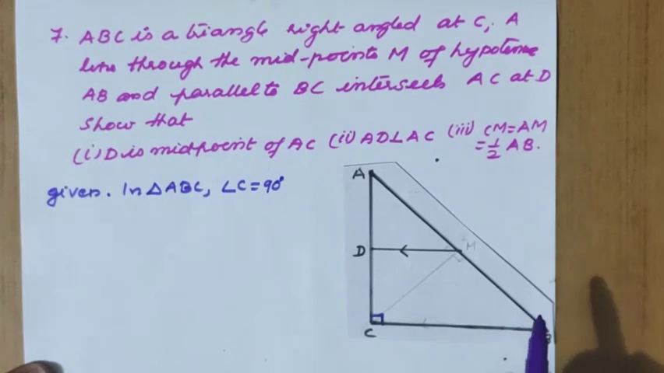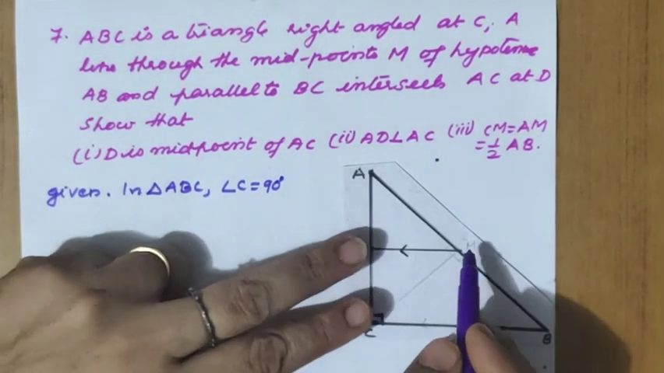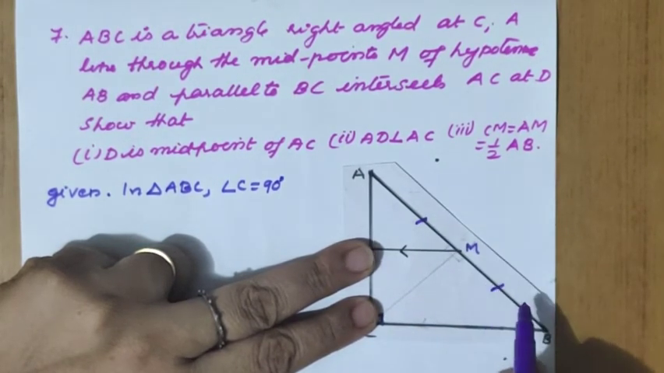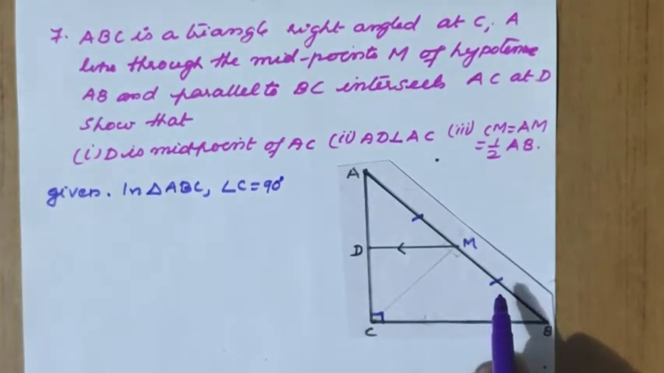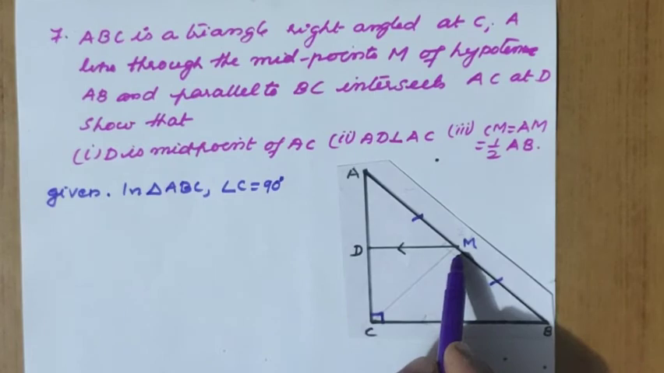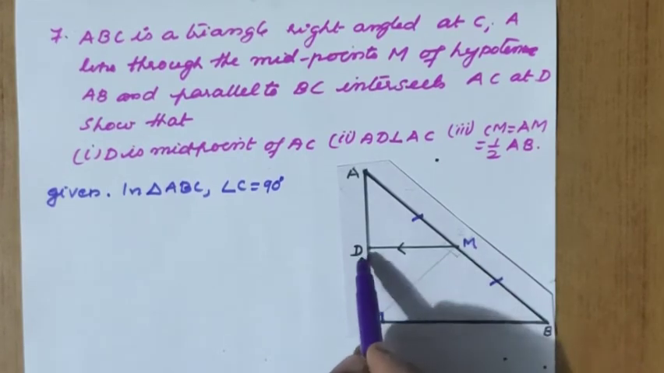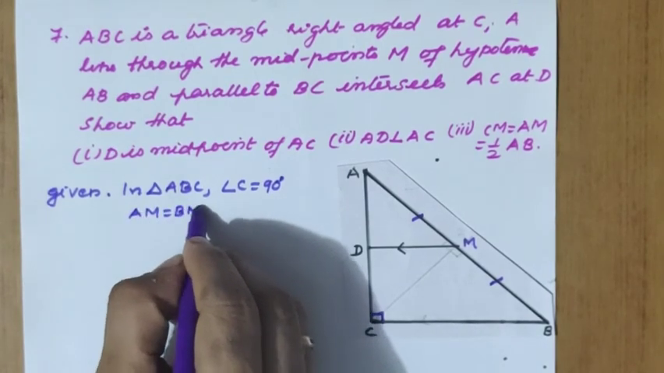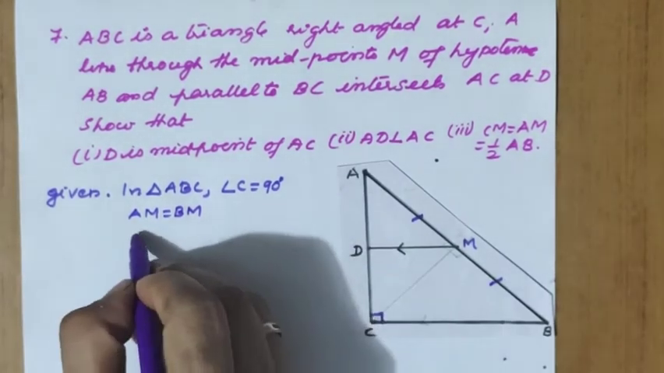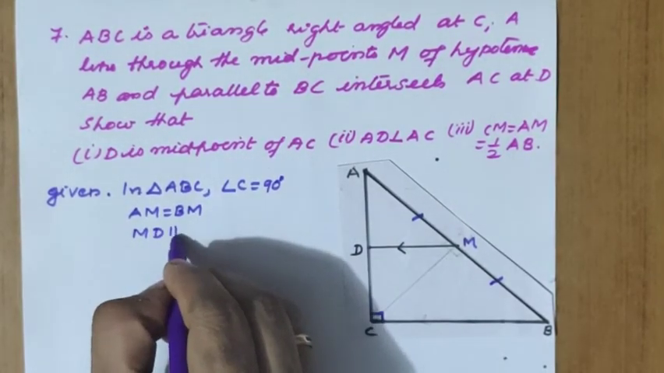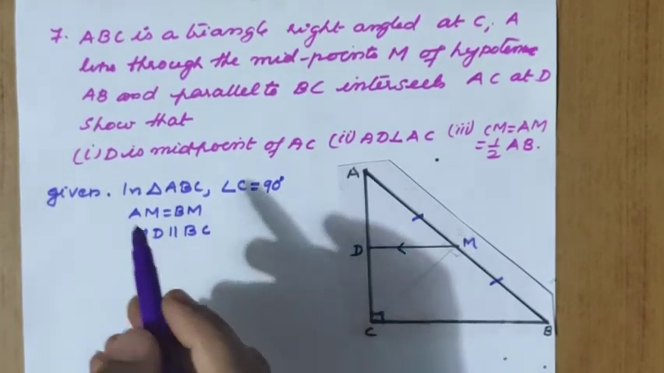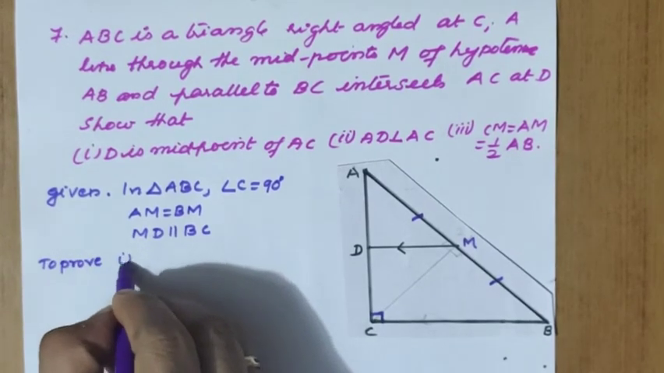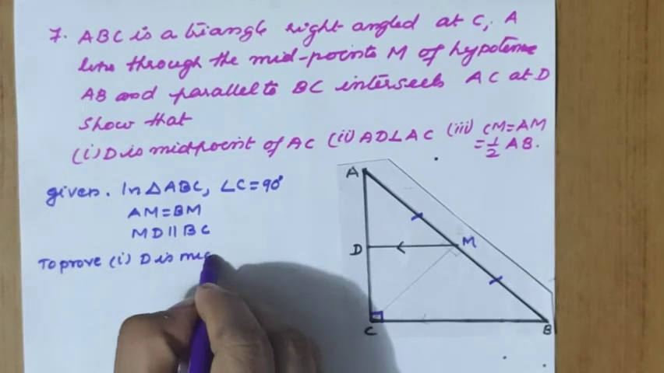A line through the midpoint M of the hypotenuse AB. That means M is here, it's a midpoint. AM and BM are equal, right? Now from M, a line is parallel to BC, which is line MD parallel to BC. So here I'll write AM equal to BM, that means M is the midpoint of the hypotenuse. What is the next point given? MD is parallel to BC. Now show that D is the midpoint of AC. So to prove: D is the midpoint of AC.